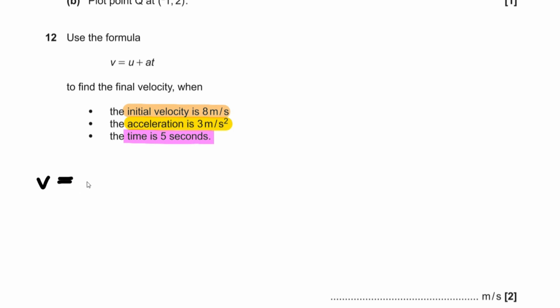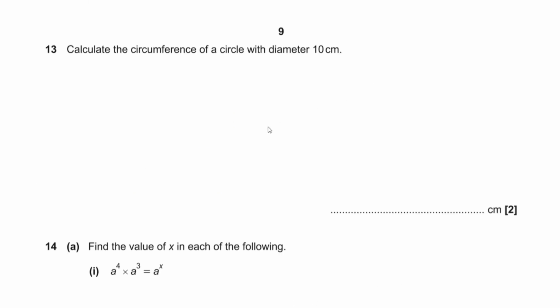So we have V equals U, which is 8, plus A, which is 3, multiplied by T, which is 5. So if I work out what this is equal to, I get 23. So we have 23 meters per second.